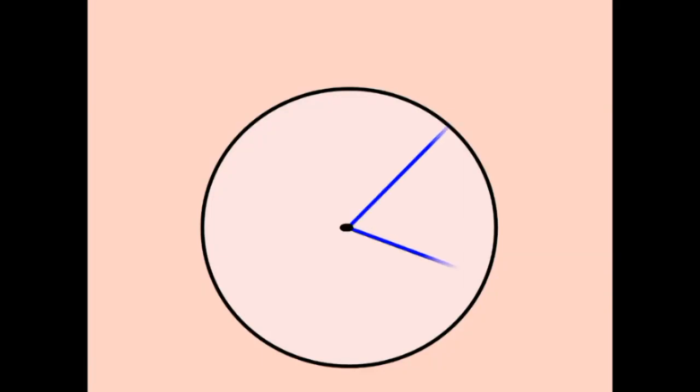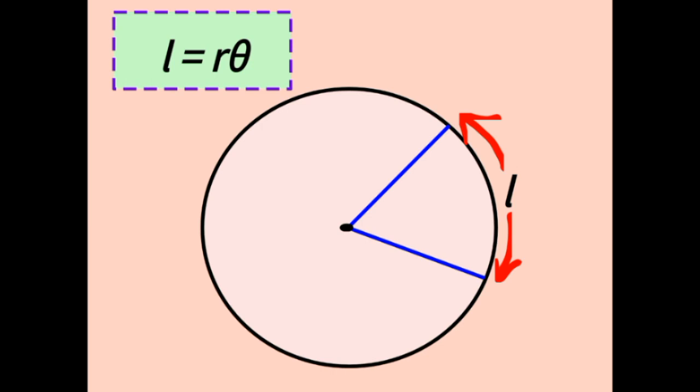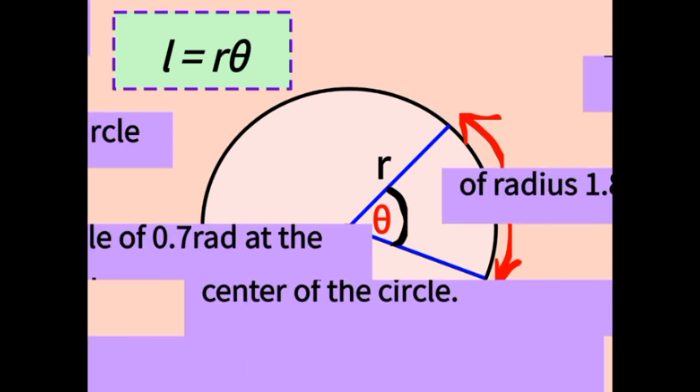To find the arc length L of a sector of a circle, we can use the formula L equals r theta, where r is the radius of the circle and theta is the angle in radians contained by the sector. Now let's take this example.